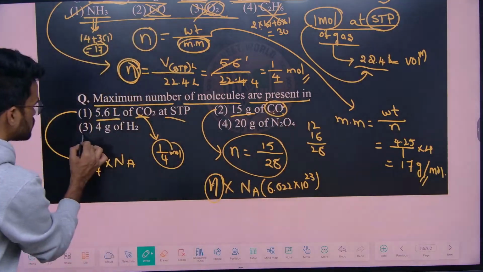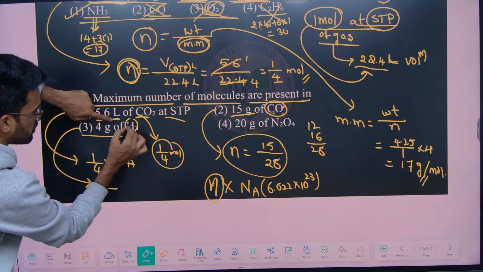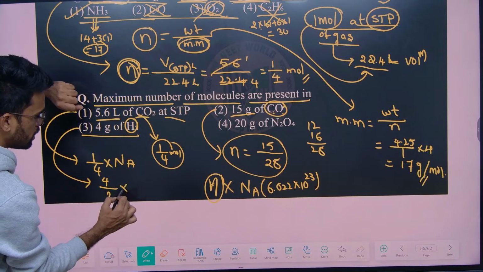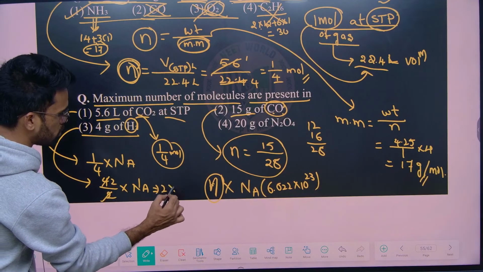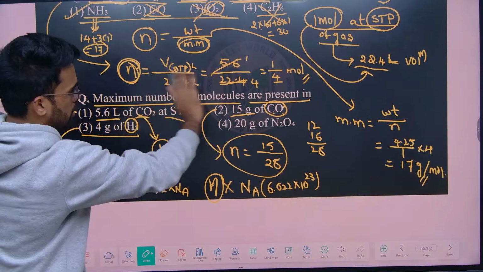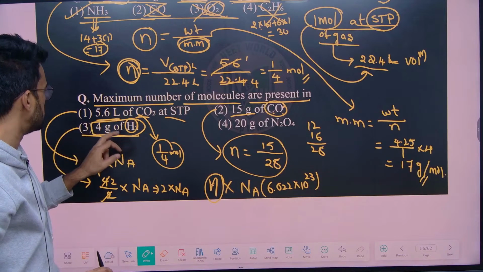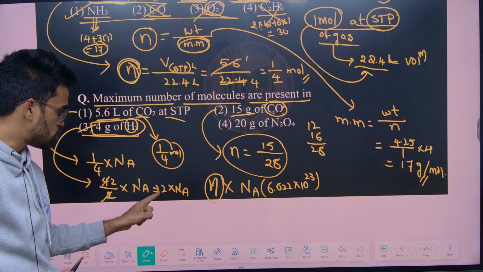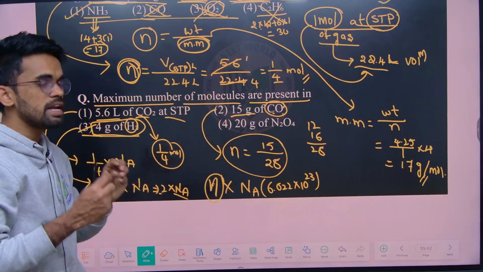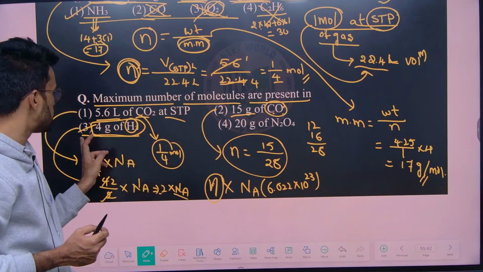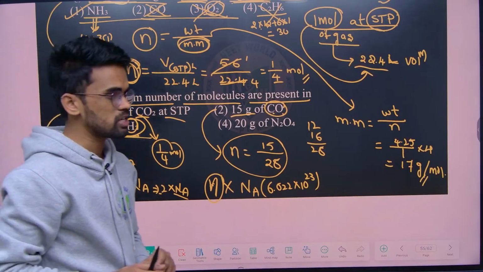So for this you check how many moles it will be. The given weight is 4 grams and the molar mass of hydrogen is 2, so we got 2 into Avogadro number. So if we consider all these things, we have the maximum number of molecules here in option 3. Why? Because 2 into Na, the number of moles is 2. In all other cases the number of moles is less than 1, but for the third option it is 2. So the perfect answer for the discussion is the third option.